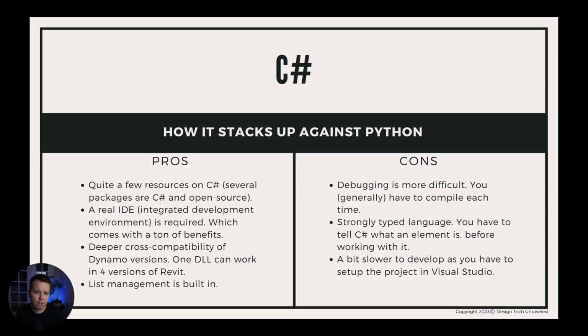C# is a strongly typed language, so you have to tell C# what an element is before working with it. There is a concept in C# called var, which we'll go into as we're writing code, where you let it handle it for you, but if you want your code to be consistent, it's better to indicate what you're working with. So if you're working with a wall in Revit, telling C# that it's a wall is beneficial to you because you get access to a lot of properties of walls and things like that.